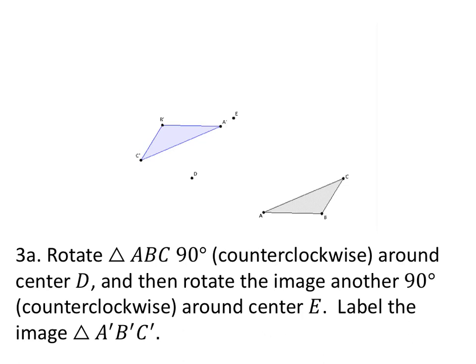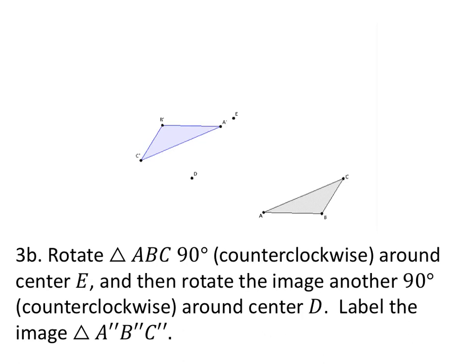Now we're going to take triangle ABC, the original pre-image, and rotate it around E 90 degrees counterclockwise. Then we rotate that another 90 degrees counterclockwise around the center D. We'll label that new image A double prime, B double prime, C double prime. Take a minute and do that with your partner.